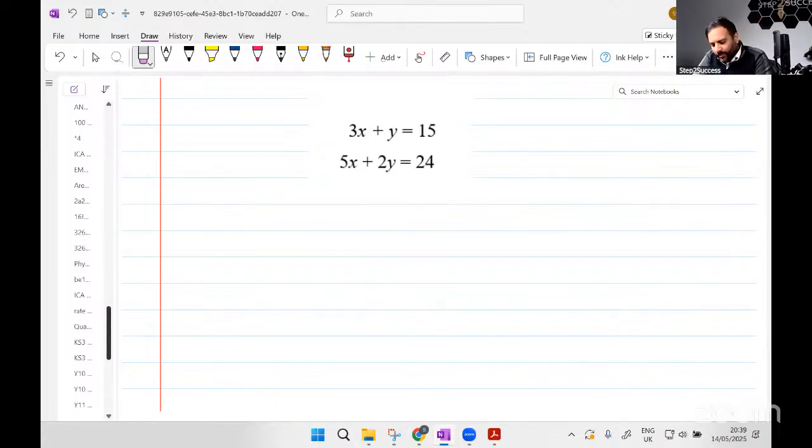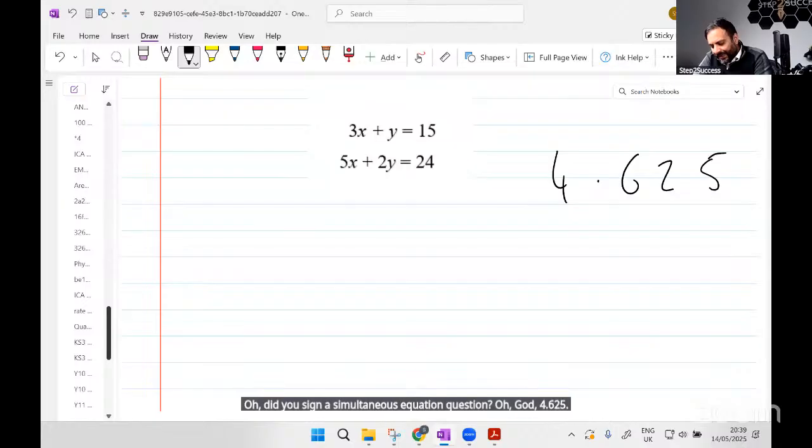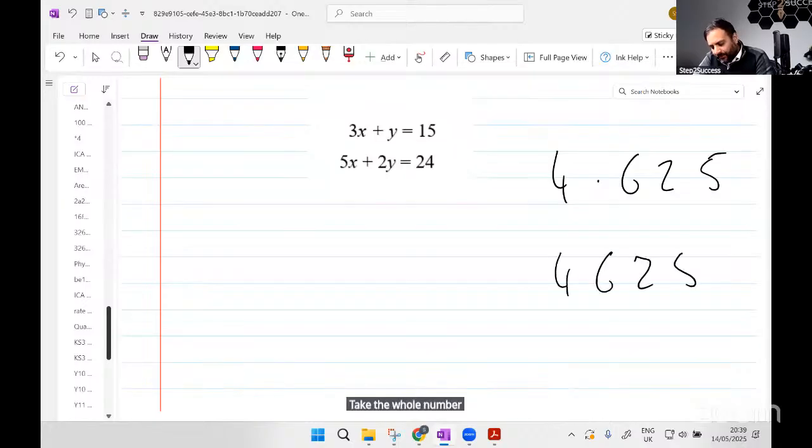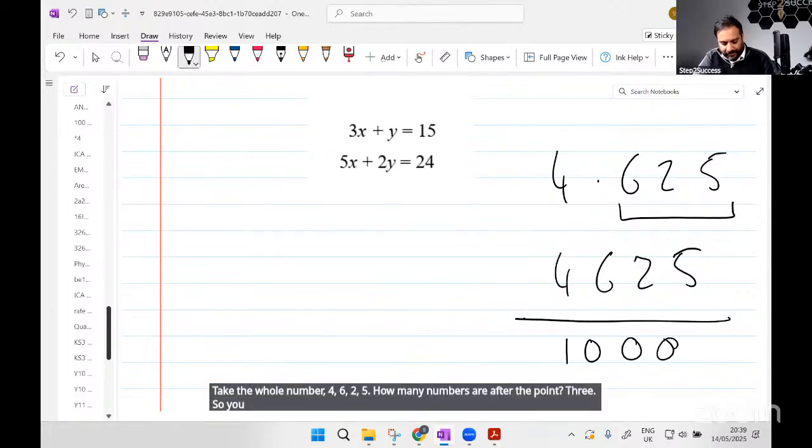Oh God, 4.625. Take the whole number, 4,625. How many numbers are after the point? Three. So you put 1,000 on the bottom. Done.